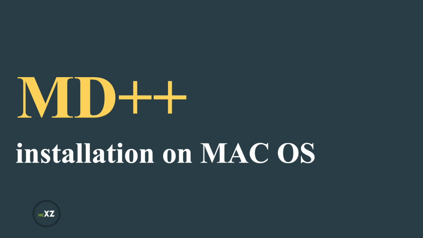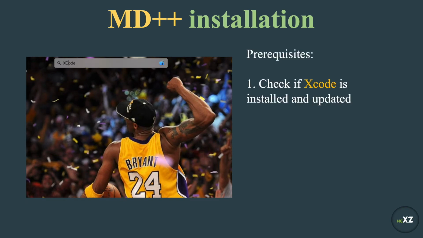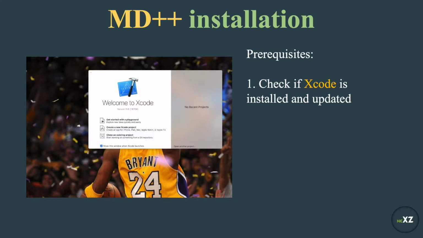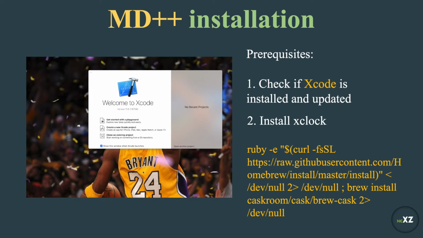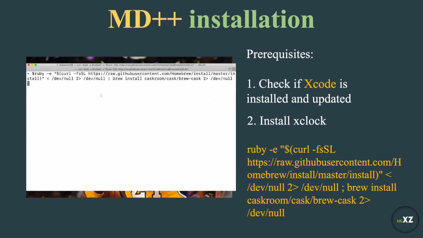Let's discuss how to install MD++ on macOS. There are some prerequisites. One is that Xcode has to be installed and updated. I type Xcode in Spotlight and I see Xcode is being updated. Now I install Homebrew using this Ruby command, and I enter my password for my account.